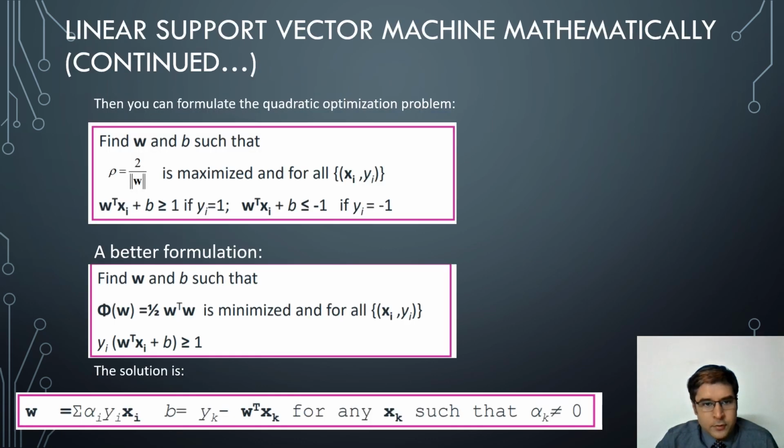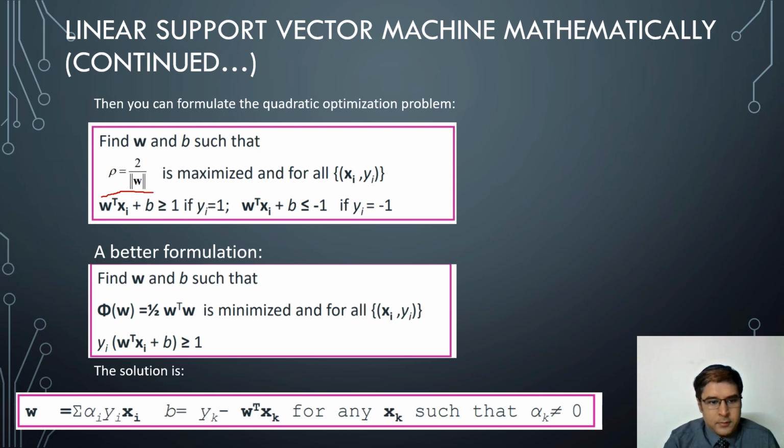Then finally we can formulate the quadratic optimization problem, which is: find w and b such that rho = 2 / |w| is maximized, and for all xi, yi points, WT xi + b >= 1 if yi = 1, and WT xi + b <= -1 if yi = -1. So we need to maximize the margin, or rho. That is our goal in this algorithm.